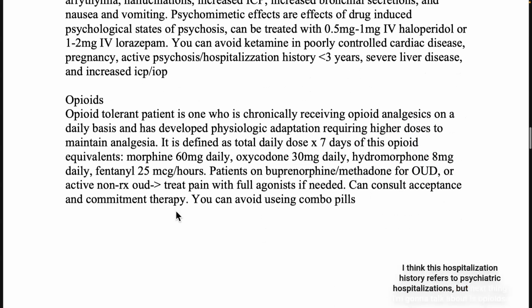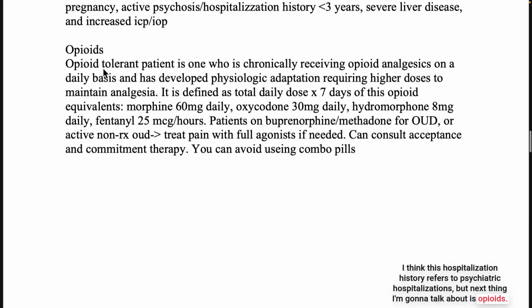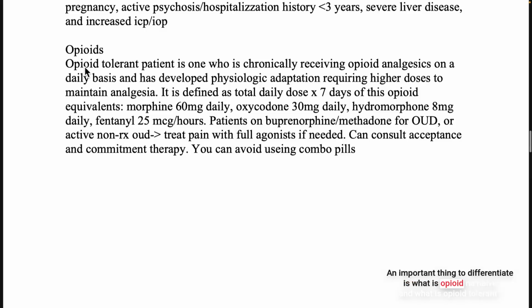But next thing I'm going to talk about is opioids. An important thing to differentiate is what is opioid naive and what is opioid tolerant. An opioid tolerant patient is one who is chronically receiving the medications on a daily basis and has developed an adaptation requiring higher doses to maintain the pain relief. So this is defined as total daily dose times 7 days with this opioid equivalence: morphine 70 milligrams daily, oxycodone 30 milligrams daily, hydromorphone 8 milligrams daily, fentanyl 25 micrograms per hour.